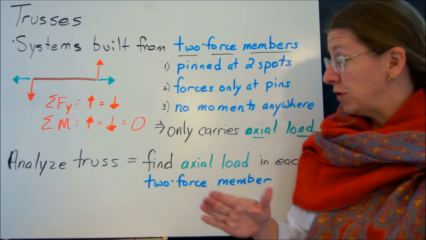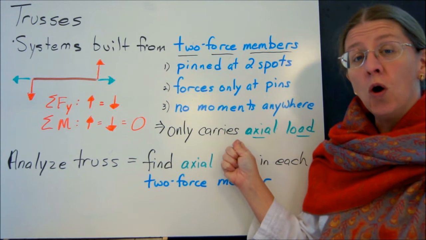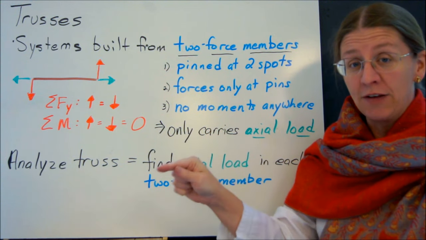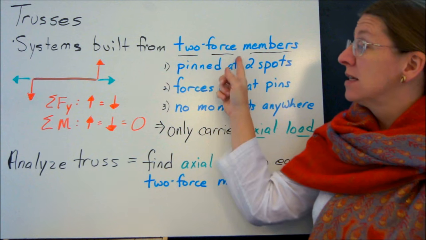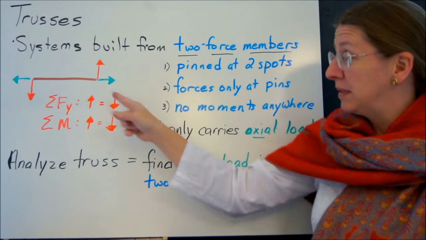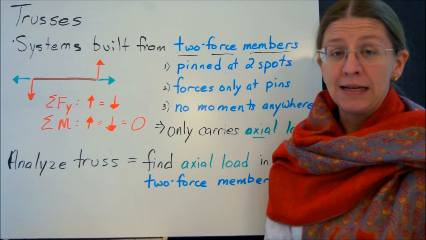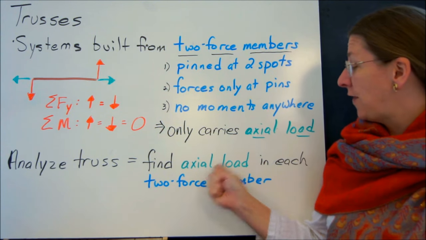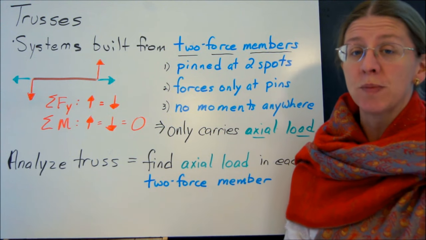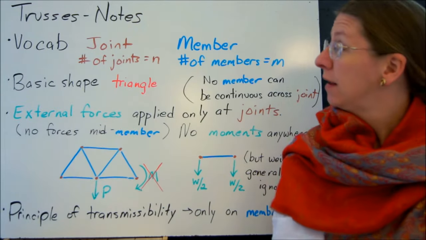And that becomes very important when we're dealing with this. A two-force member only carries an axial load along the line of action of the member, and trusses are systems that don't have anything else but these members. Now, when I ask you to analyze a truss, what I'm asking you is to find this axial load that's carried in every single one of the two-force members in your truss. So how do you do that?